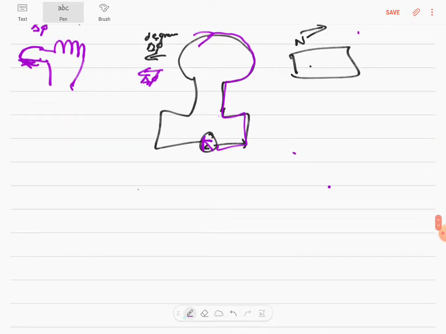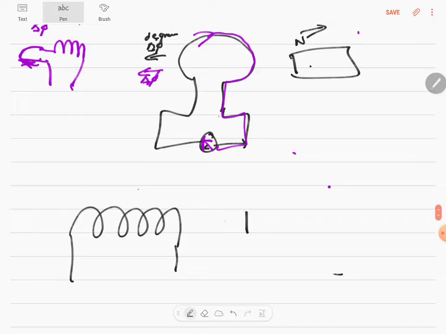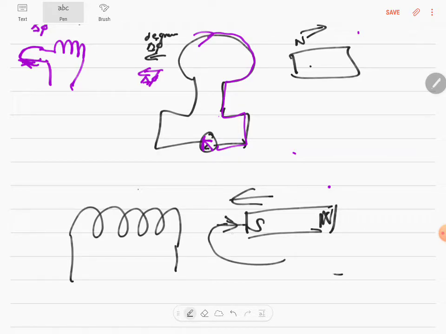Okay, what happens when the south pole, let us take the same coil, let us move a south pole towards it. And you know that in a south pole the direction of magnetic field is always going to be from north to south, so it's pointing inward like this. So you are going to have a flux like this, delta phi, which is going to increase because the magnet is being brought closer, so there's an increase in delta phi.